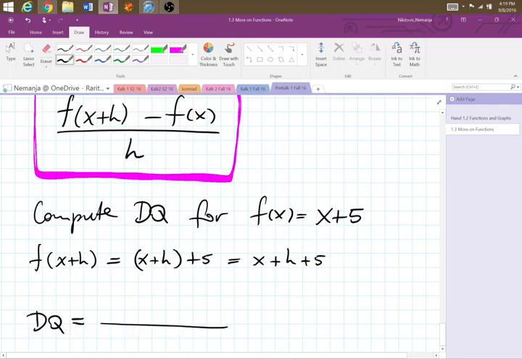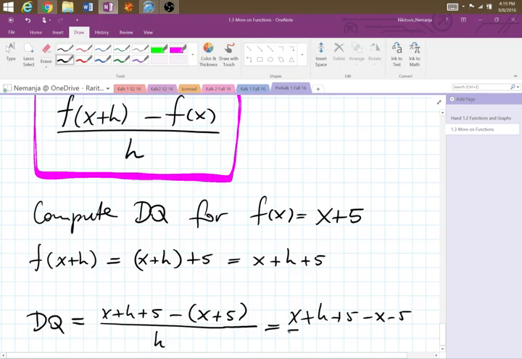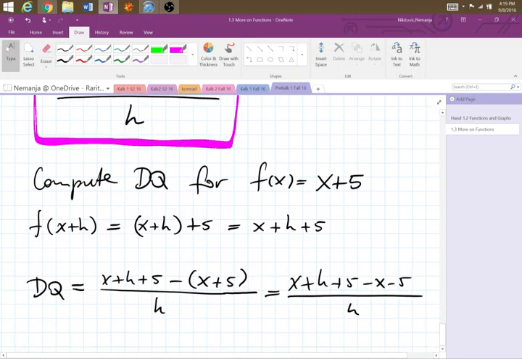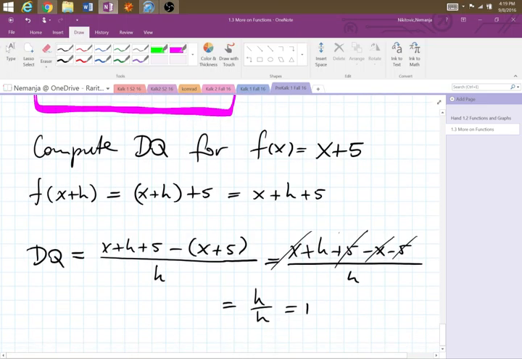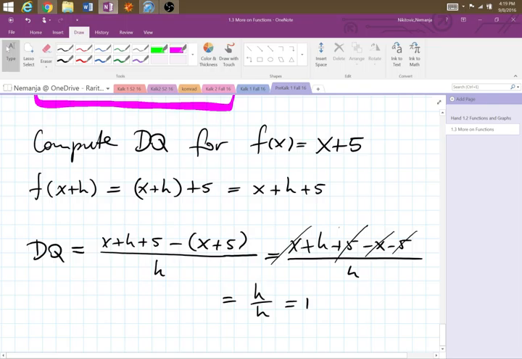So this piece is x plus h plus 5 minus x plus 5. Don't forget the parentheses, because you have to subtract the entire function, divided by h. When you get rid of the parentheses, you see that x cancels x, 5 cancels 5, you get h over h, and the answer is 1. So that was the simplest example that we have.